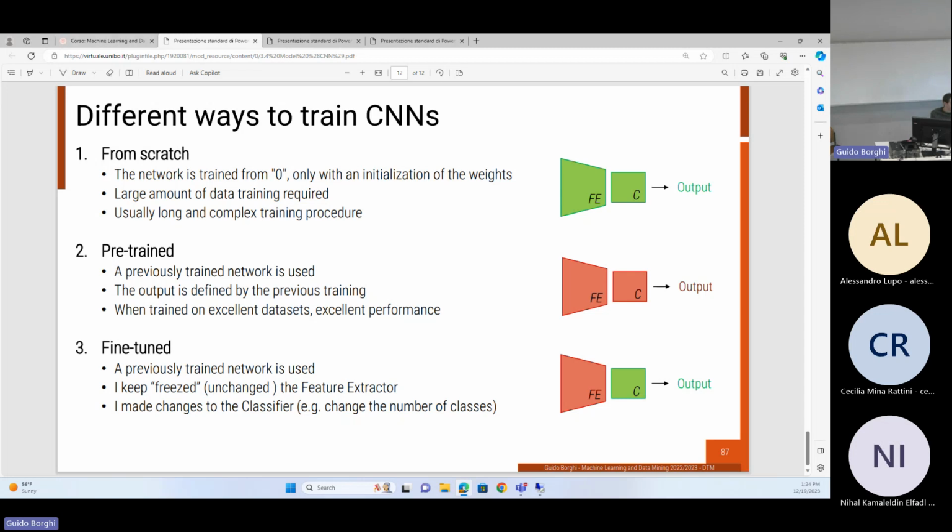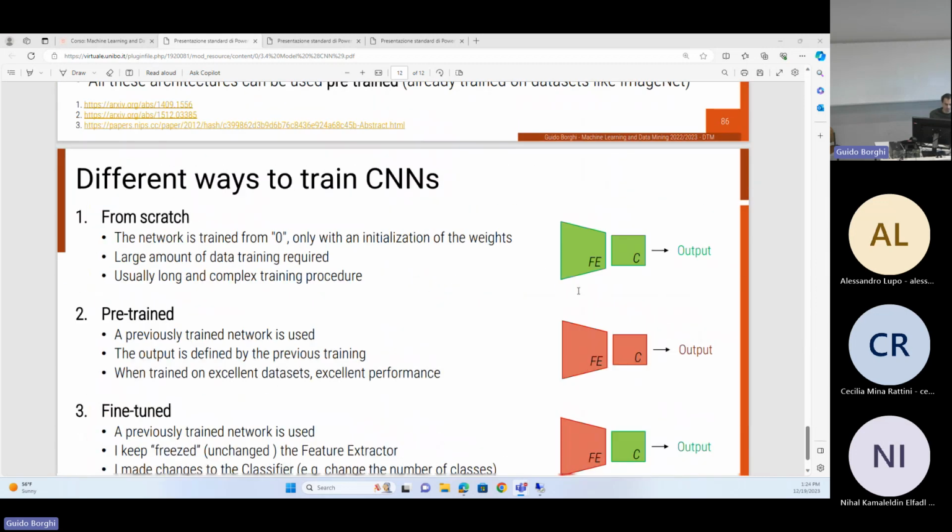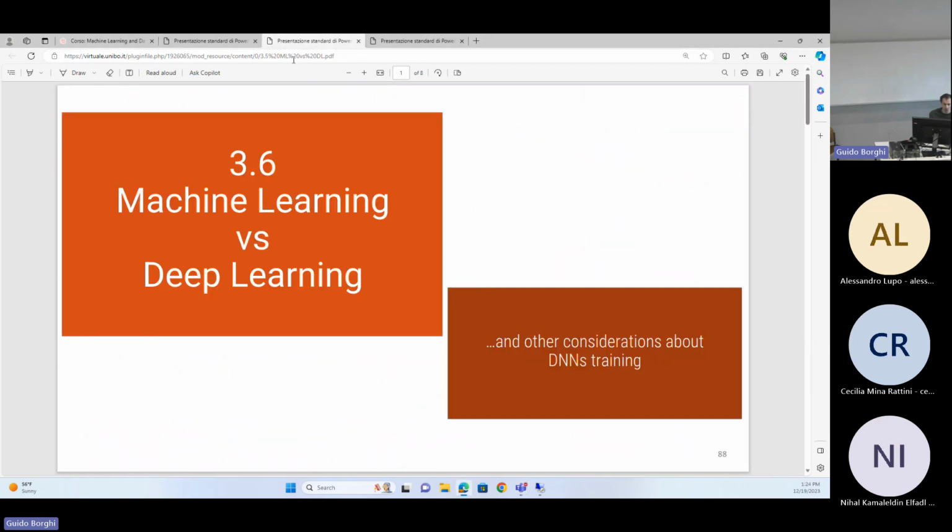Okay, so with this slide, we have finished the part about convolutional neural networks. It is block number 3.5, I think, 4 or 5. And now we are able to start the last block, the last slides, about the comparison between machine learning and deep learning. And this is a very important topic.